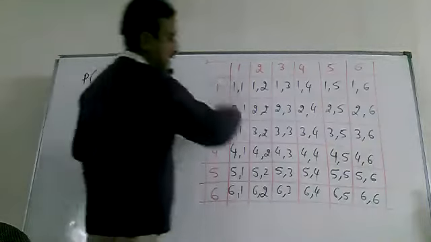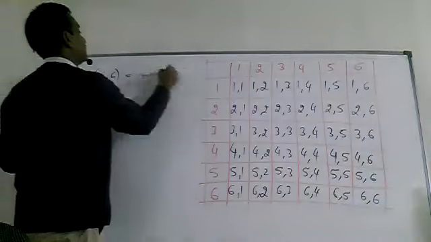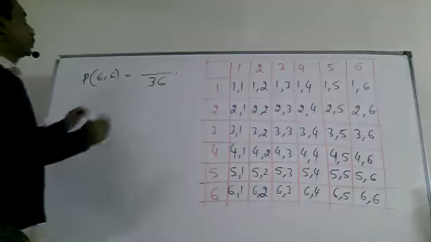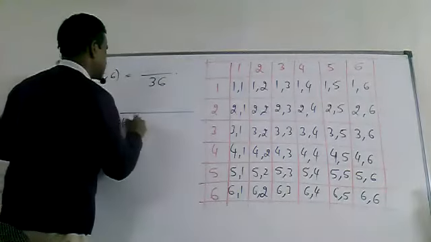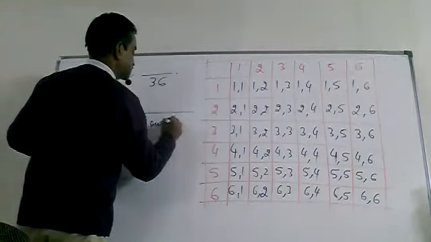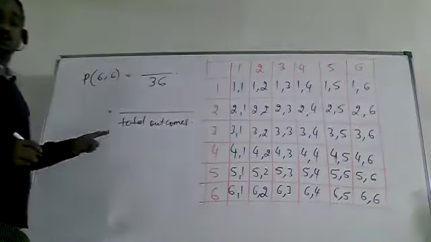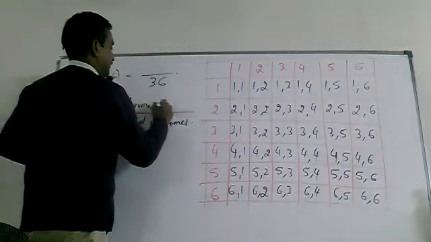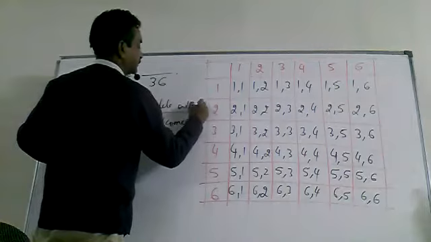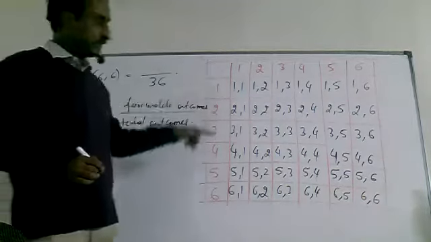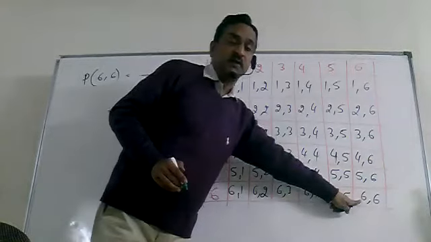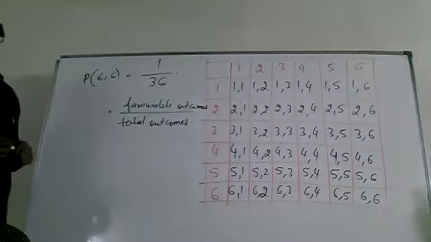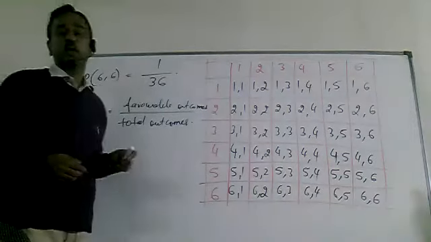As you can see, there are a total of 36 cases. 6 into 6 is 36. So the denominator is 36 because in the denominator we write the total outcomes that are possible. In this case, there are 36 outcomes, so that's why we are writing 36 here. In the numerator, we have favorable outcomes. Out of these 36 cases, there is only one case wherein you get 6 on both the dice. So the probability of 6 on both the dice is only 1 out of 36.